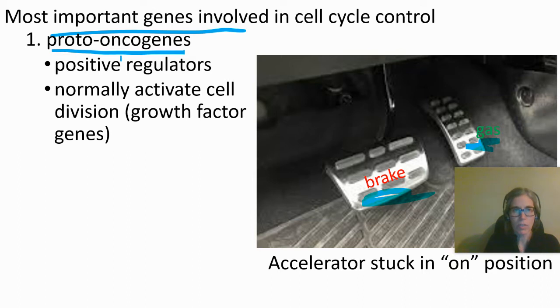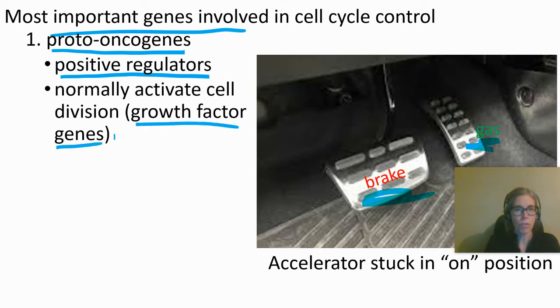These are normal genes that you have that regulate the cell cycle, and they normally say go when it's time to go. So they say, hey, let's do mitosis, or let's get through a certain phase of the cell cycle. So they are positive regulators. That does not mean positive feedback. All it means is, yeah, let's do mitosis. Let's get through the G1 checkpoint, or let's get through the G2 checkpoint. So they normally activate cell division.